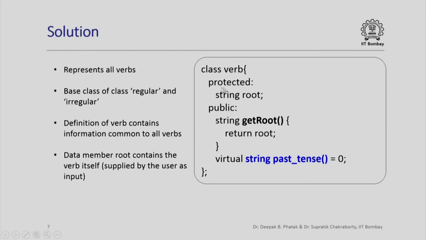What does this class have as its members? It has a protected data member called root, which is of type string. And it has a public method called getRoot that accesses the protected data member and returns it.